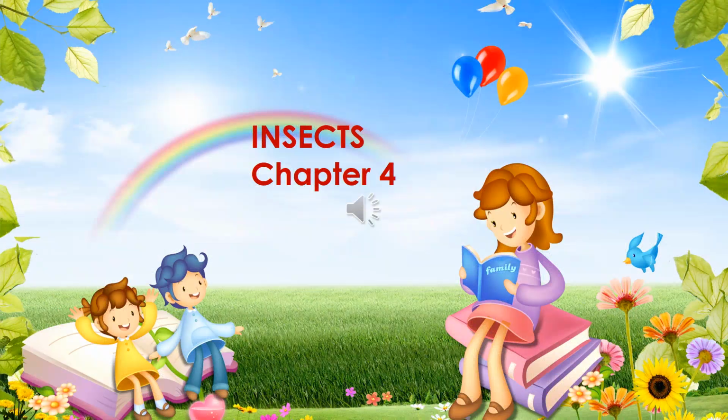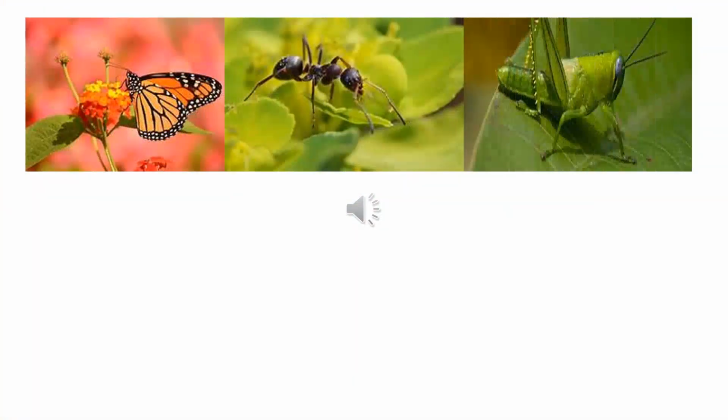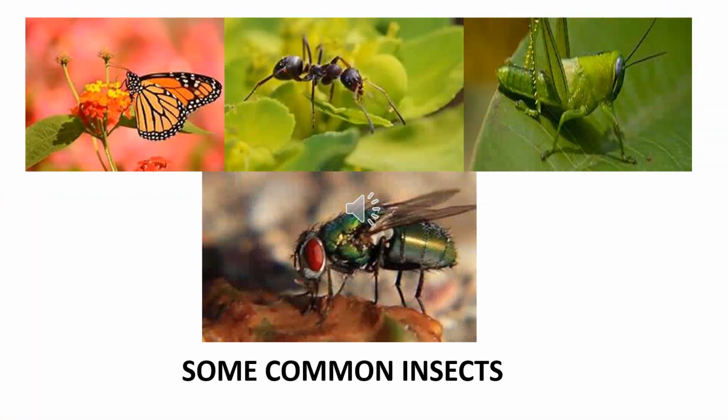And in this video, we are going to discuss Chapter 4, Insects. We see many insects around us every day. Examples: ant, honeybee, housefly, butterfly. So, these are some common insects that we can see around us almost every day.